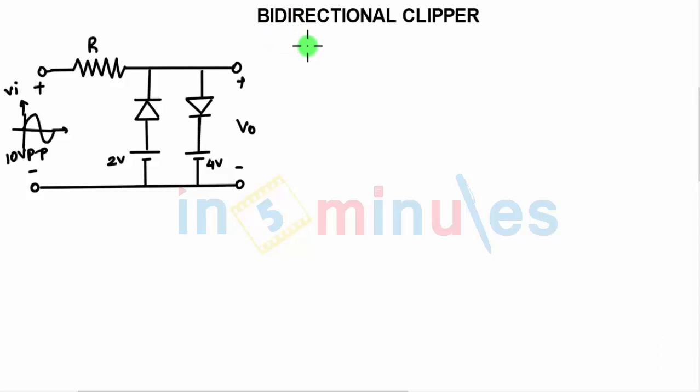We have a different, you can say typical, circuit for a bidirectional clipper. Here again you have two diodes connected in opposite directions to each other. But the position of the battery in this case is different: the positive of the 2 volt battery is connected to the positive terminal of the diode. That indicates that this 2 volts is continuously forward biasing the diode, whereas this 4 volts is reverse biasing the diode. Now we can start our analysis from the positive half cycle.